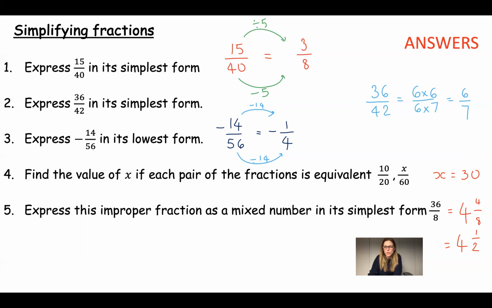Finally, expressing the improper fraction as a mixed number, 8 goes into 36 4 times, remainder 4. So we get 4 and 4/8, which can be simplified down to 4 1/2. But of course, remember that you can simplify before you convert if you wish. So you could divide the numerator and the denominator by 4, which would give you 9 over 2, which would still give you, obviously, 4 1/2. Let's move on.